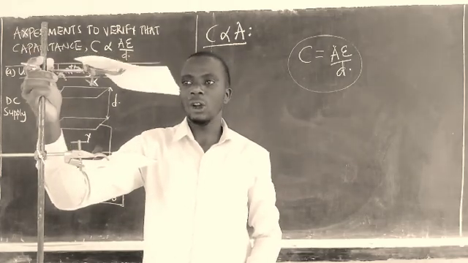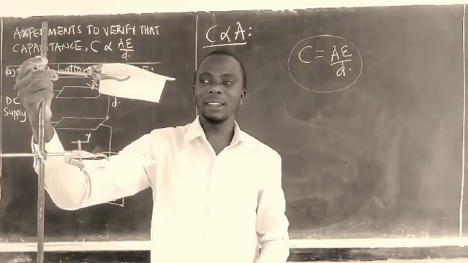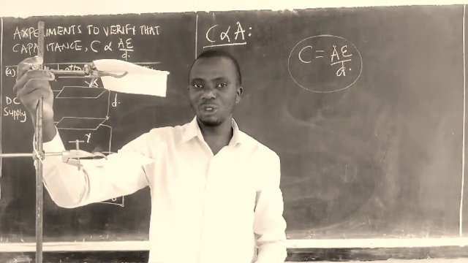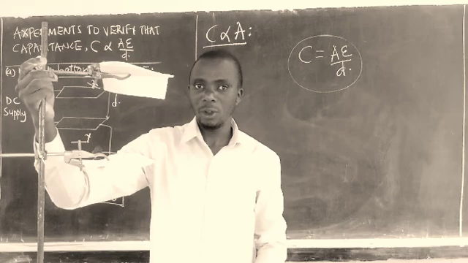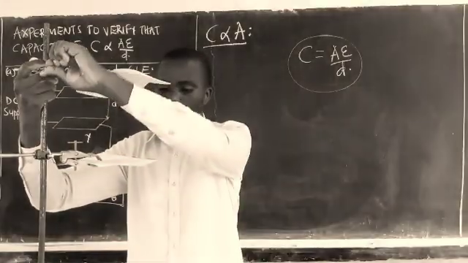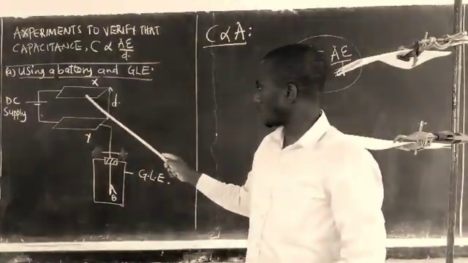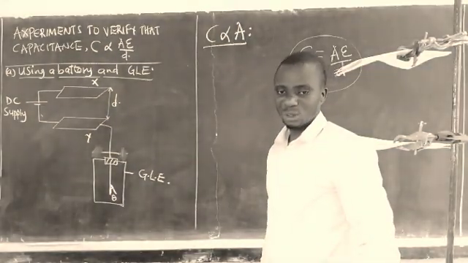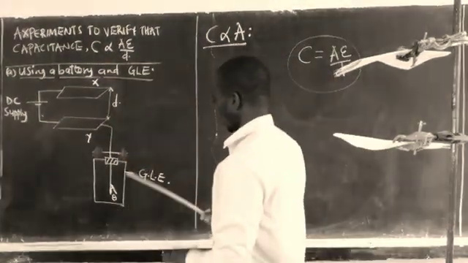So what do we do? This is the maximum area. With D kept constant and air between the capacitor plates, I reduce the area of overlap. As you reduce it, you notice what happens on the GLE. When the area of overlap is reduced, you will observe that the deflection also reduces. When I push this one this side and this one bends, the theta here will reduce. That shows that the capacitance is proportional to area. And of course, when you increase the area, this one increases.